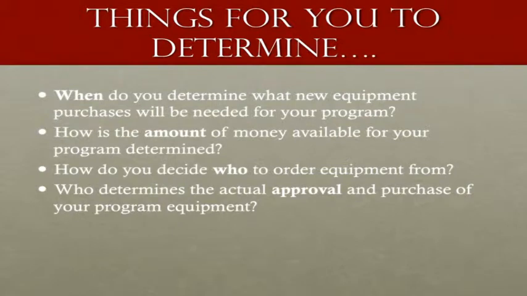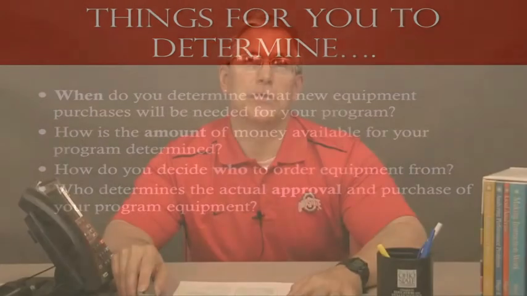How do you determine who to order things from? Does your school have a set of vendors that they've always dealt with? Are you able to go out and find new vendors? Those sorts of questions. And then what is the actual approval process? Does it go from you to your supervisor, to the principal, to the superintendent? Is the treasurer or the school business manager involved? What's the process that your district has for the approval of new equipment purchases?